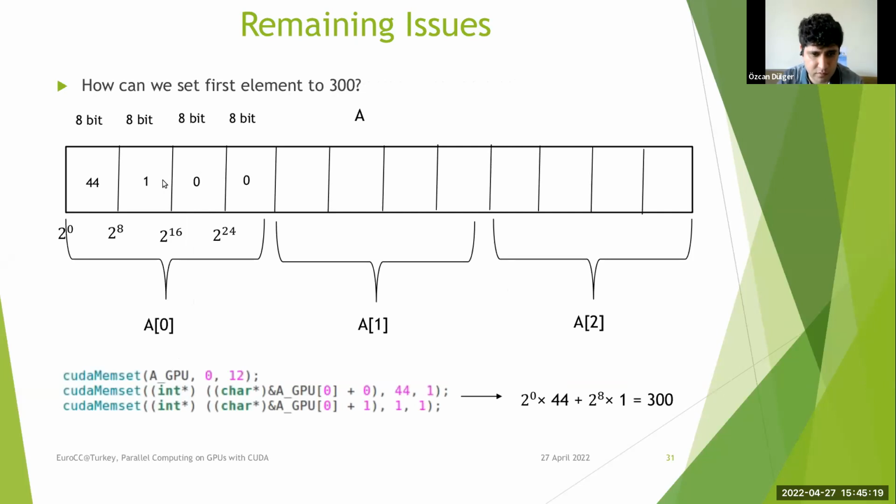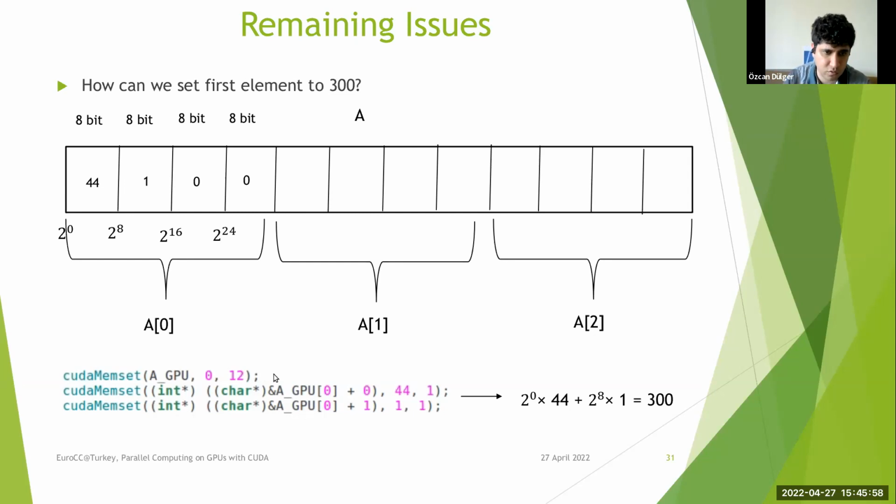look at one way to set 300 to the first element. So here the first byte should be 44 and the second byte should be 1. The remaining ones should be 0. So if we set these values to these bytes, we will get 300 for the first element of A. Okay, how can we calculate it? I would like to show you here.